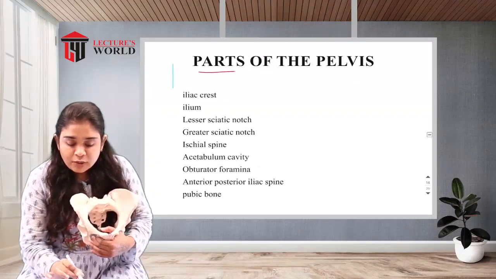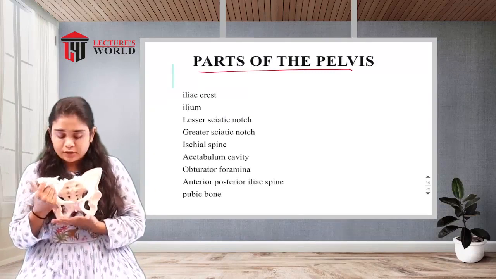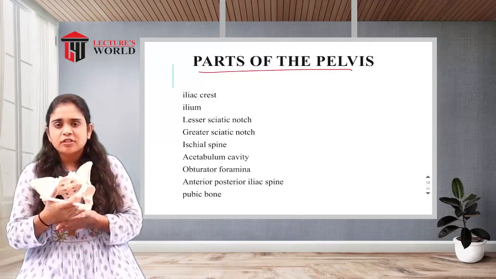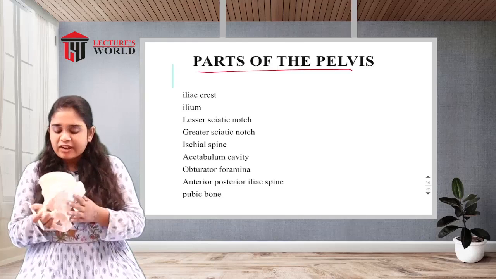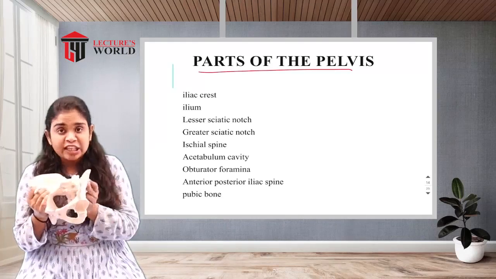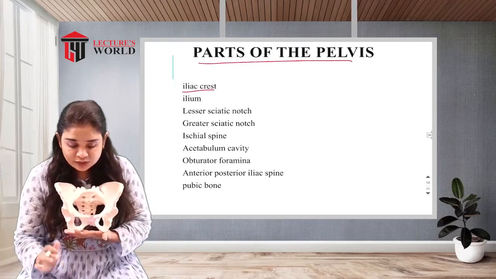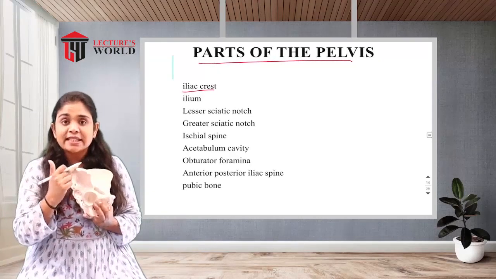Now we'll be talking about the parts of the pelvis. Here the different parts are available, because as you can see, this is the female pelvis bone. The bone has each curve and all these things, and each has a particular name also, so we will see that. First one is the iliac crest. So this is the iliac crest.